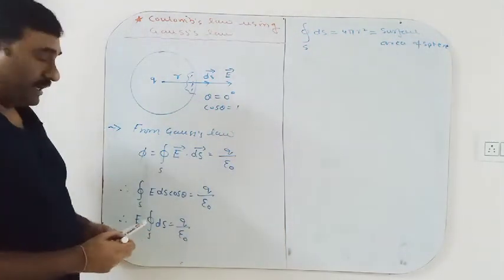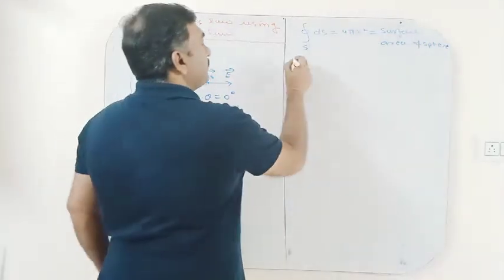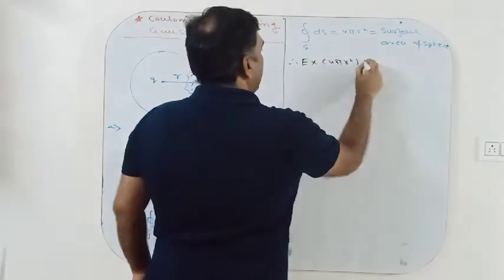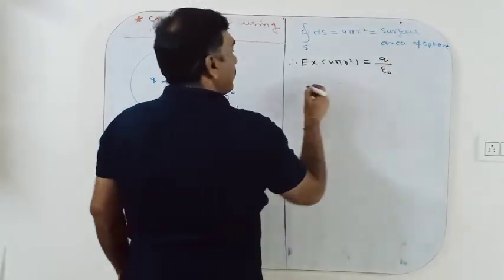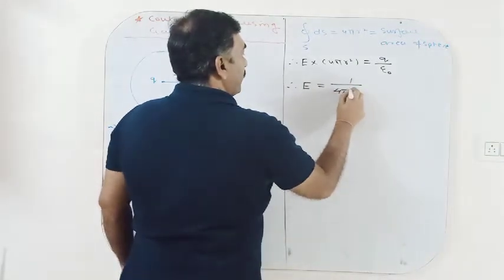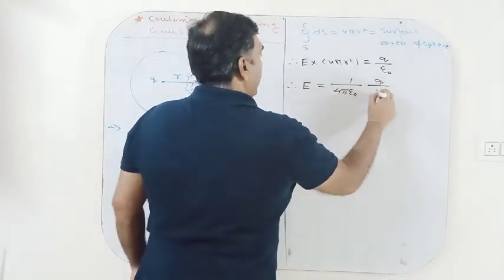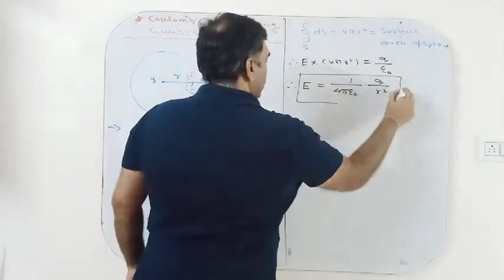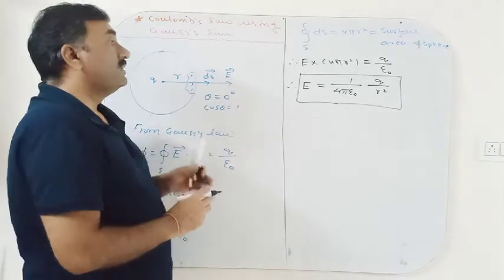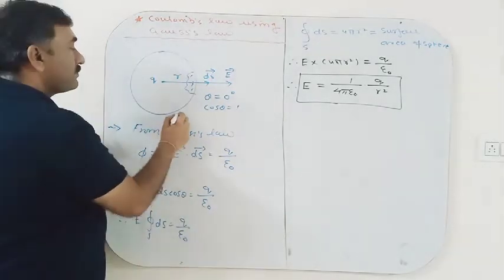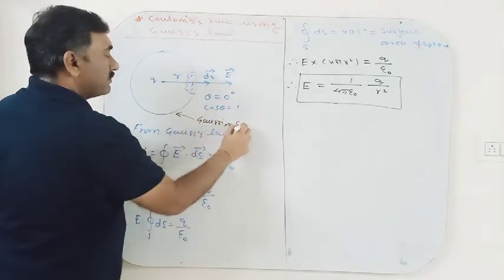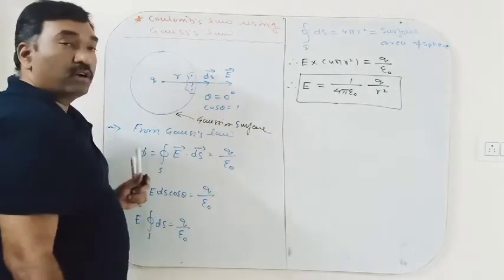Therefore we can write the electric field multiplied by 4 pi r square is equal to q upon epsilon 0. Due to this we obtain the electric field E equal to 1 upon 4 pi epsilon 0 times q by r square. So this is the formula for the electric field that we obtained with the help of Gauss law. This is a Gaussian surface.